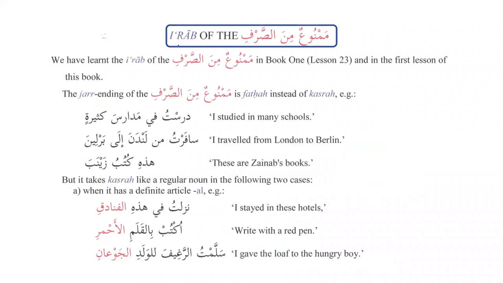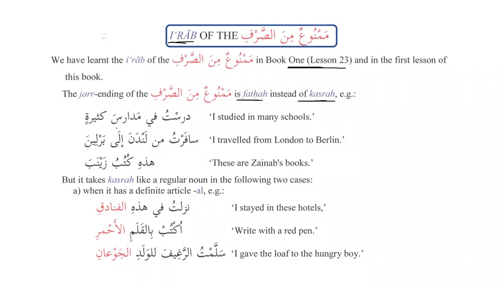Okay, i'rabu mamnu min as-sarf, the case endings. I explained this briefly in the beginning of the lesson, and now we can see more examples. We learned the i'rab of mamnu min as-sarf in book 1, lesson number 323, which is the last lesson of book 1, the first lesson of this book. The jar of al-mamnu min as-sarf is fatha instead of kasra. So we know that generally the nouns that are mamnu min as-sarf do not accept kasra. They will accept only fatha. For example, Ibrahimu, Ibrahima, Ibrahima.